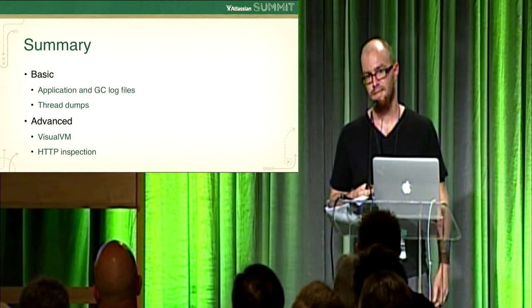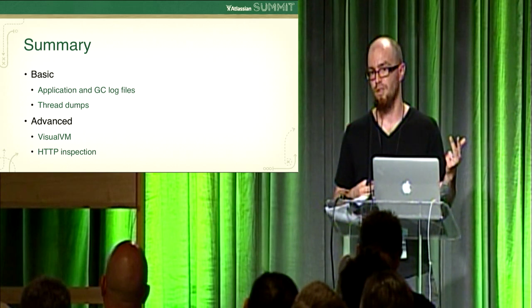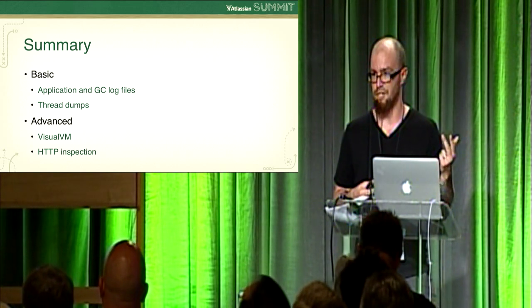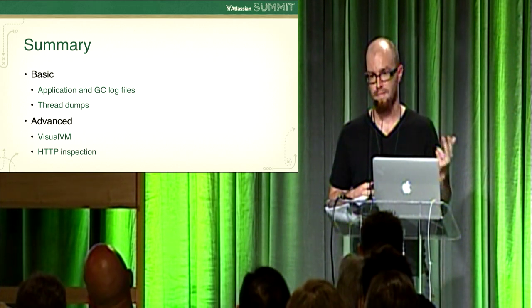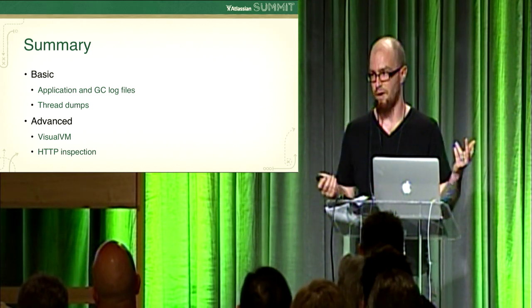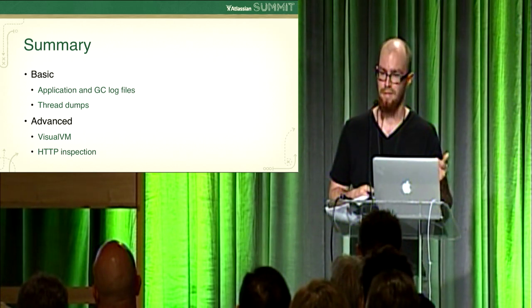In summary, you have application log files, GC log files, thread dumps. If that's not enough, you go to the next thing: VisualVM, OS monitoring, HTTP inspection. And if all else fails, support.atlassian.com, attaching all the information that you produced going through this.